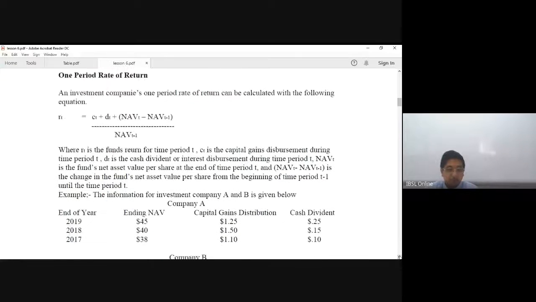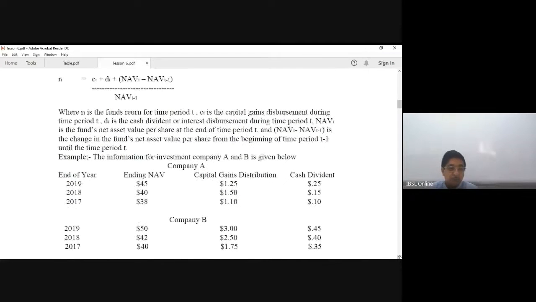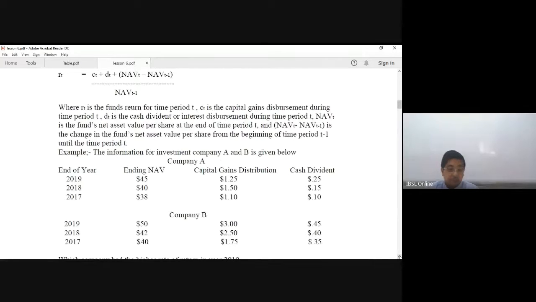Right. There's a small example here, a simple example. Now, company A has the following information. I have taken 3 years, 2017, 18, and 19. Ending NAV or ending net asset value given, capital gains distribution given, and cash dividends given. Now, in 2019, ending net asset value $45, capital gains distribution $1.25, and cash dividend is only 25 cents.